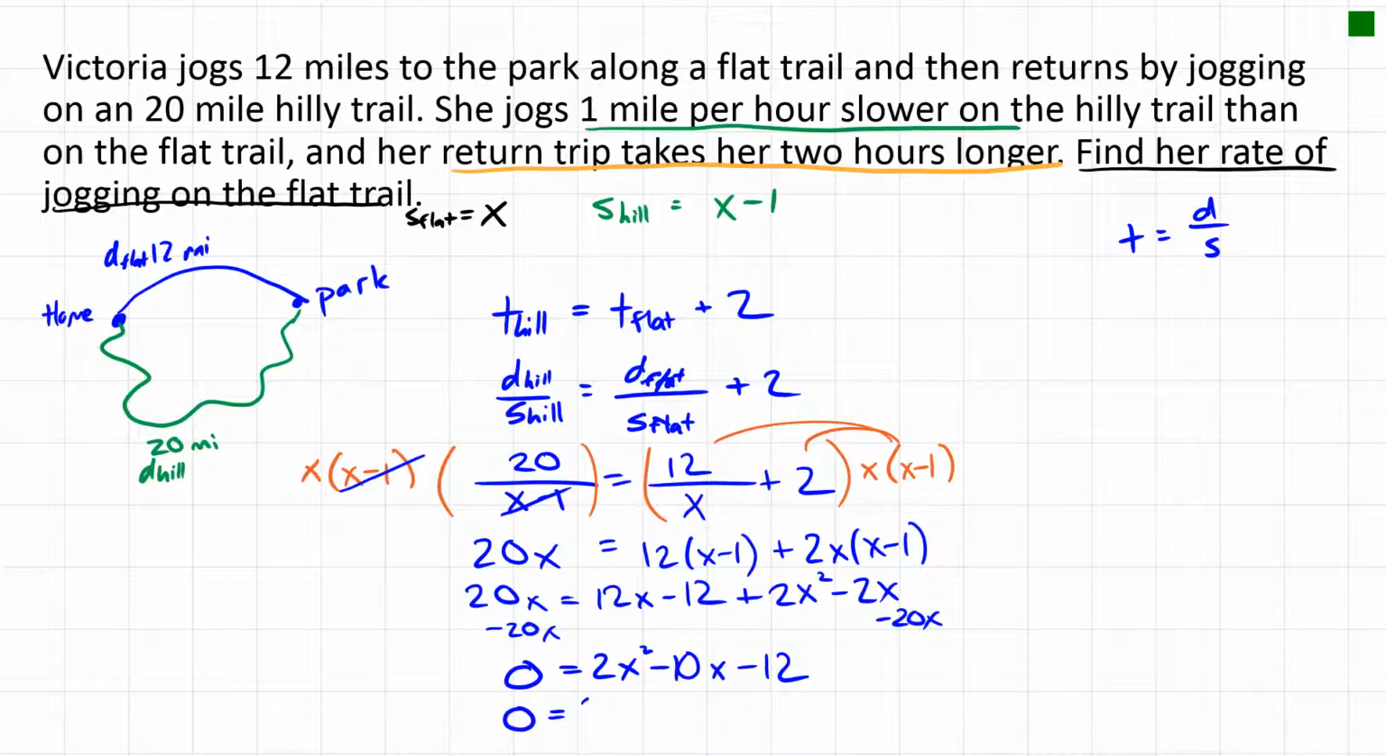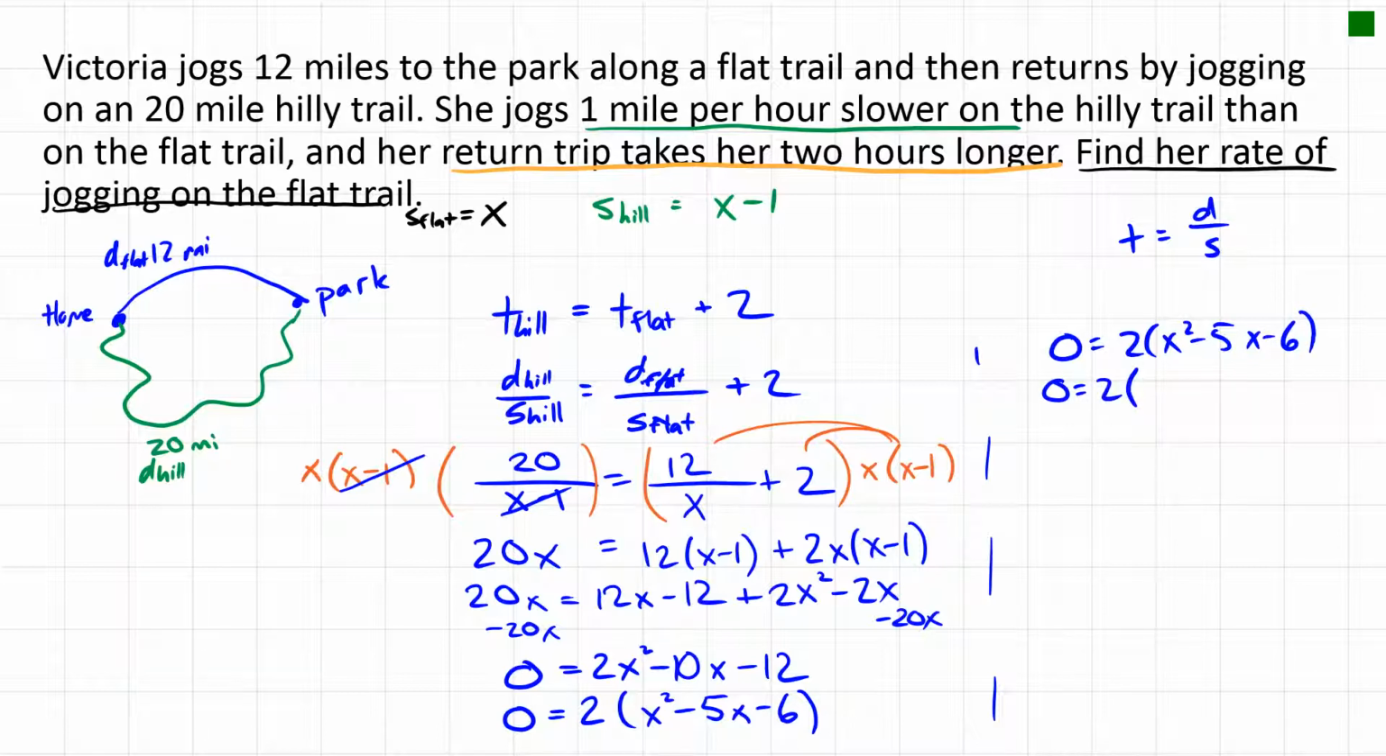And I can factor out a 2, which is great because it's going to turn this into a simple trinomial. That's going to make my life a lot easier. So I'm going to factor 0 equals 2 times x squared minus 5x minus 6. So that would be 0 equals 2 times, a simple trinomial, x. Two numbers that multiply to negative 6 and add to negative 5. This has got to be negative 6 and positive 1. So x minus 6, x plus 1. So solutions would be either x equals 6 or x equals negative 1.